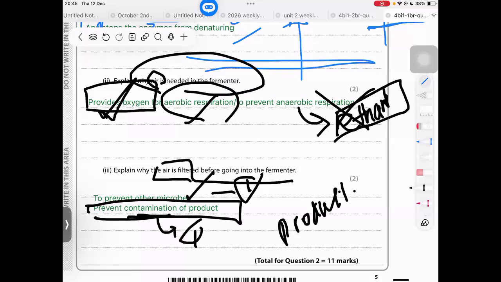The word contamination must be there because they have underlined it, and they have not given marks for keeping it clean or writing germs. Don't ever write germs. Be specific. Use scientific words like microbes, bacteria, fungi, pathogen, right? In Edexcel IGCSE biology, don't write germs because they are not giving marks for that, right?